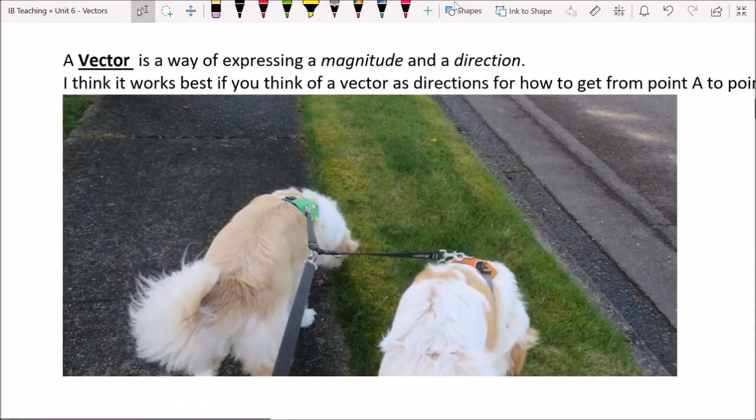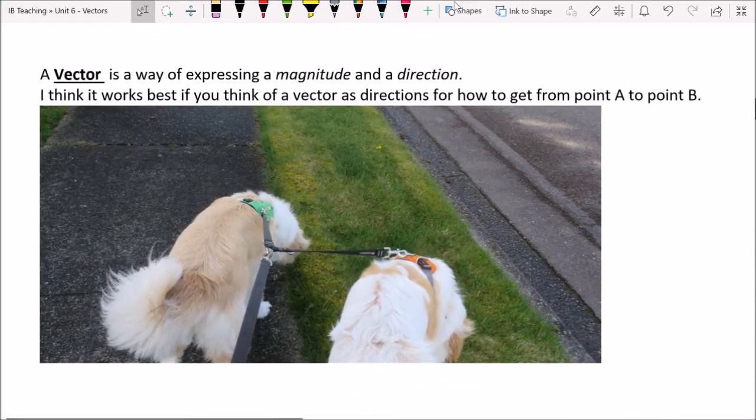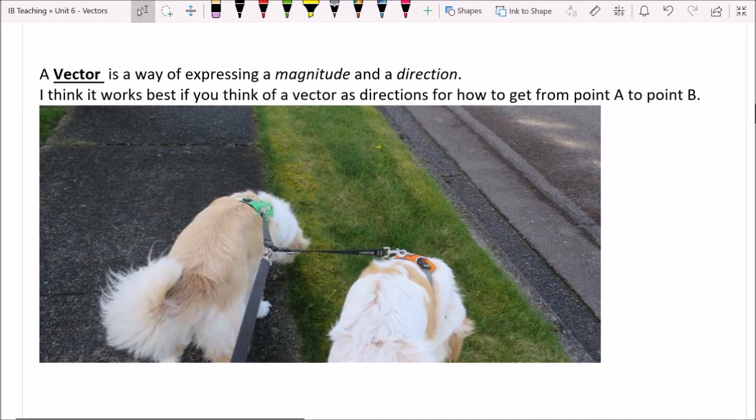Okay, specifically, in terms of definitions, a vector is a way of expressing a magnitude and a direction. So with the example we just saw with wind, the magnitude was how fast is the wind? And the direction, well, I think you know what direction is. I mean, you could describe it as north or south or east or west, but all the directions in between as well. For me, I think it works best if you think of vectors as directions. And I don't mean direction, I literally mean directions.